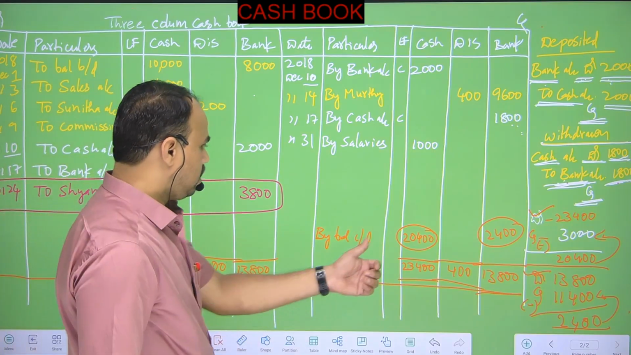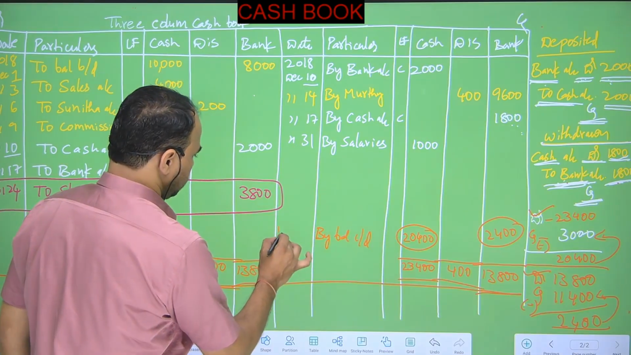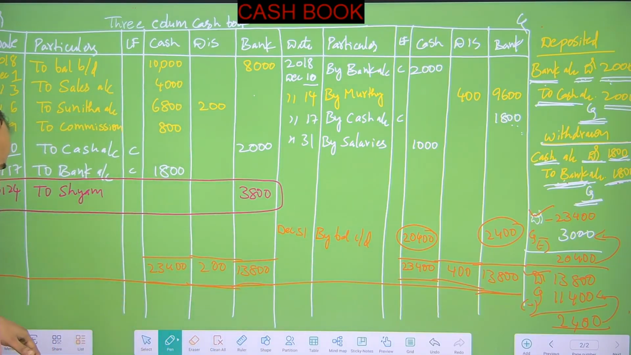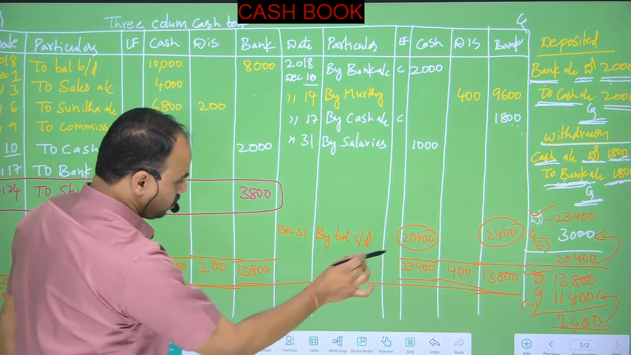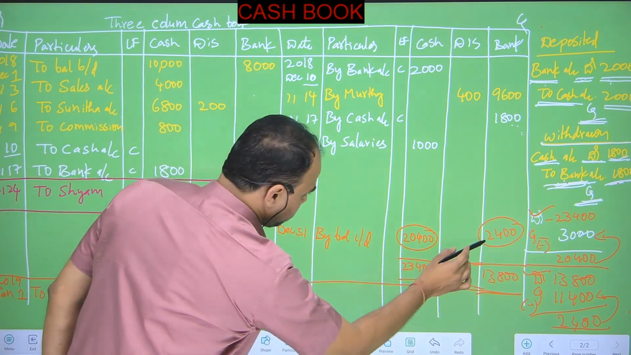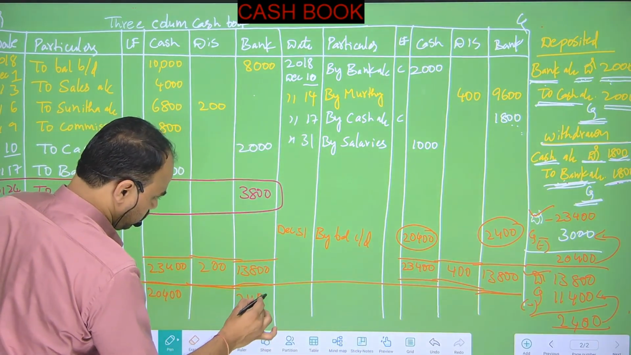Now what is the last date in December? December 31st. That date we have to write. These balances we have to bring to the next year as opening balances. So write down here balance brought down for next year. After December, what is the next month? January, so the year changes too, 2019. January 1st: what is the cash balance? 20,400, we write 20,400. And what is the bank balance? 2,400. So in the bank column write 2,400.